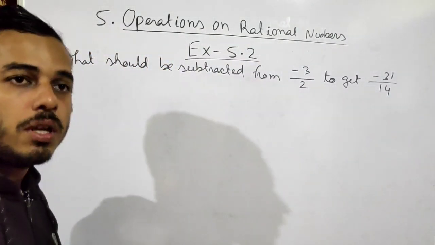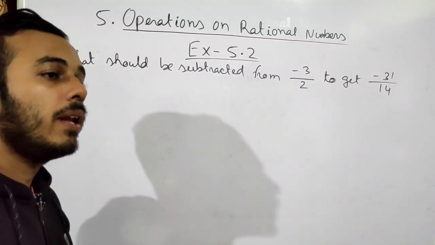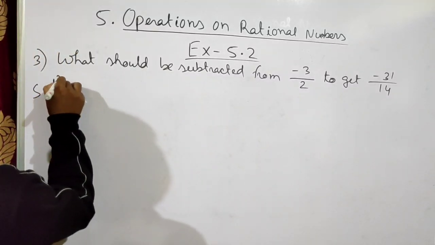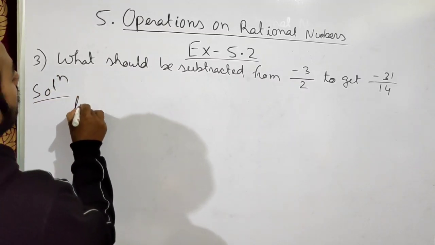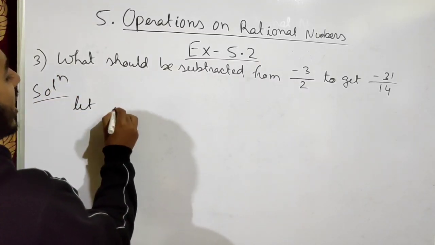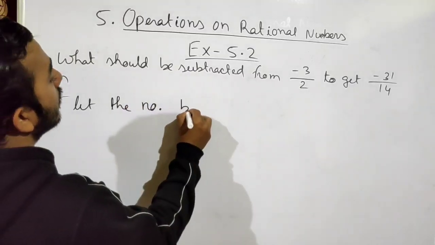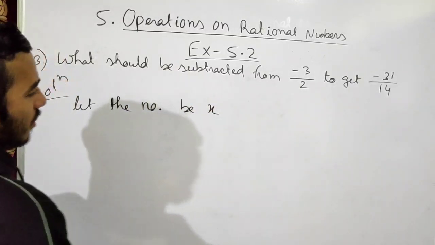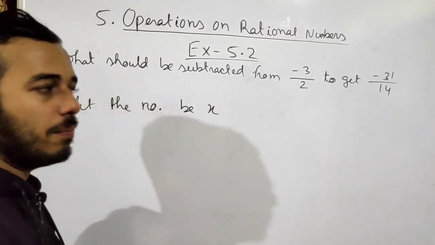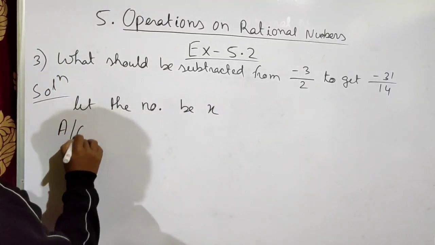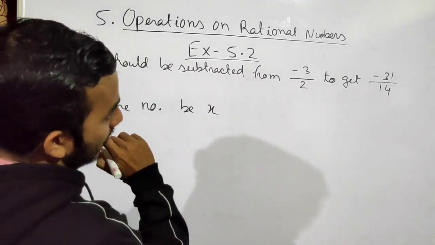We don't know the number, so we'll be considering the number as x. So let's write: let the number be x. We don't know the number, so let the number be x. Clear?